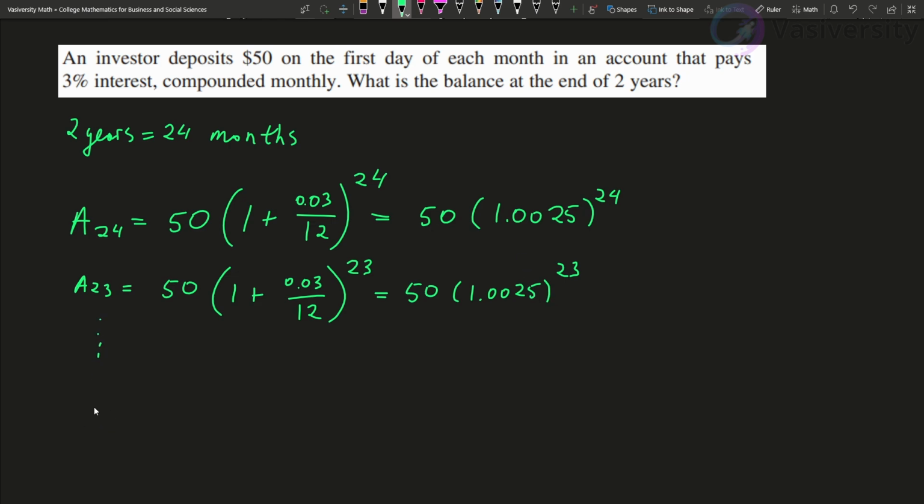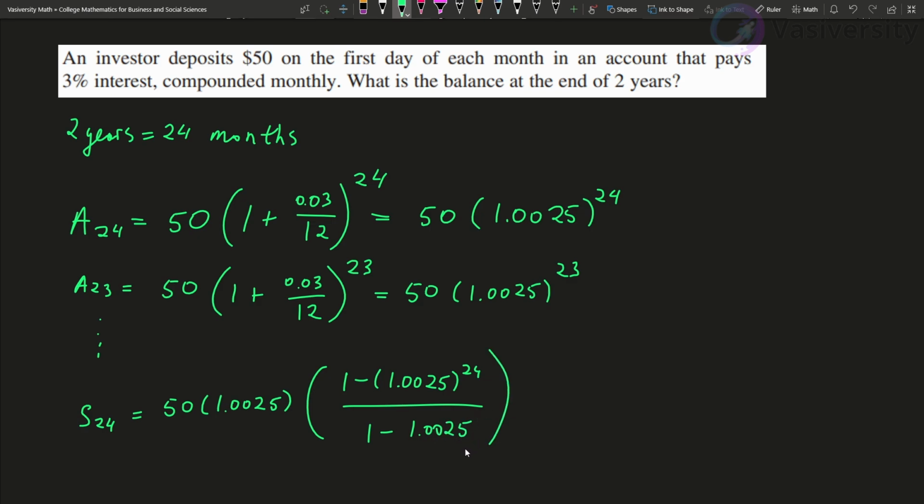So we're going to say, okay, well, the sum of all 24 is going to be 50 times 1.0025 times, right, because we need a sub 1, and a sub 1 is going to be this. So times 1 minus 1.0025 to the power of 24 over 1 minus 1.0025. Okay, so, right, a sub 1 is this. Okay, and that is going to be equal to $1,258.23.